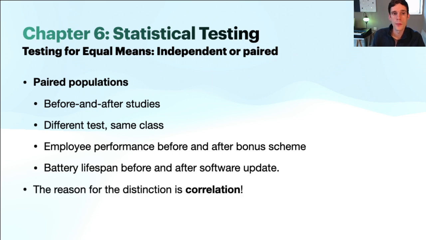Well, because for paired populations, there is a clear correlation that will be present in our datasets. So if we are then, for instance, looking at the mean of these two datasets, if there is a clear correlation between them, then this needs to be taken into account. And that is why there will be different statistical tests for paired data compared to independent data.